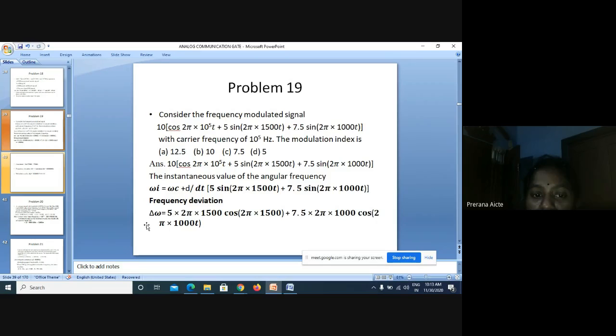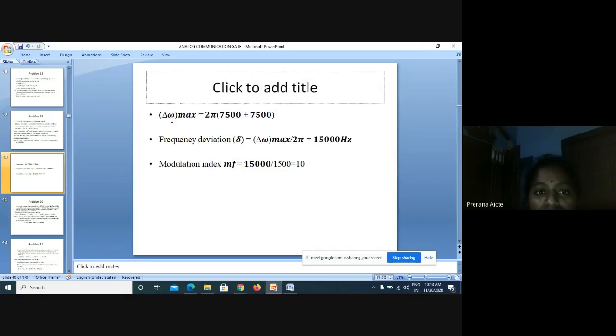So the maximum value del omega max will be equal to 5 into 2 pi into 1500 plus 7.5 into 2 pi into 1000. So del omega max will be equal to 2 pi into 7500 plus 7500. If you find the frequency deviation, this is angular. Frequency deviation will be equal to del omega max divided by 2 pi. So this will be equal to 15000 hertz.